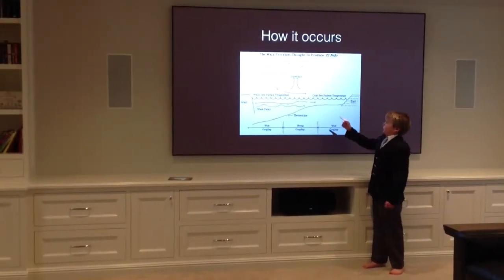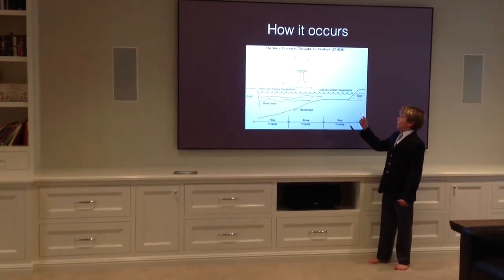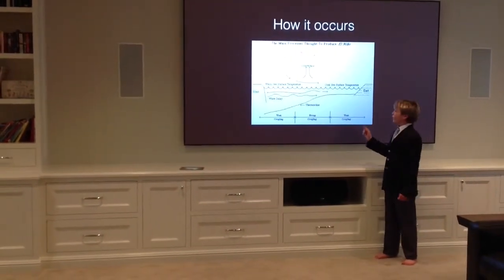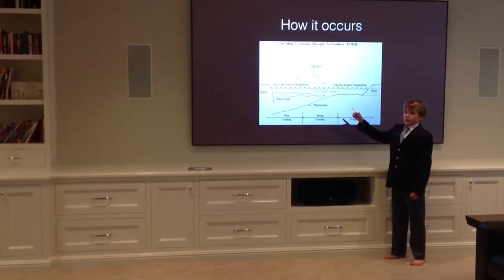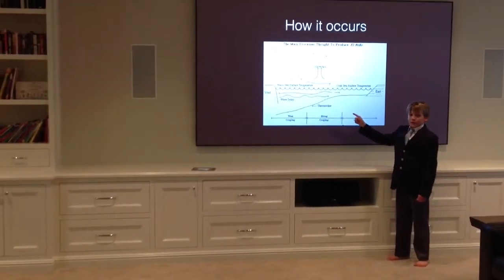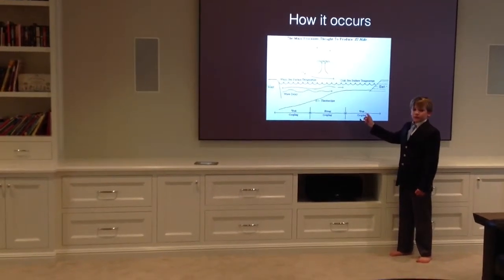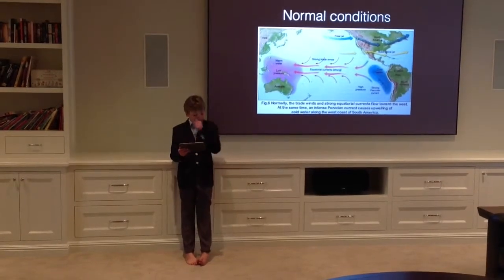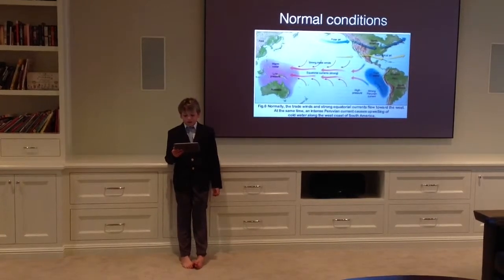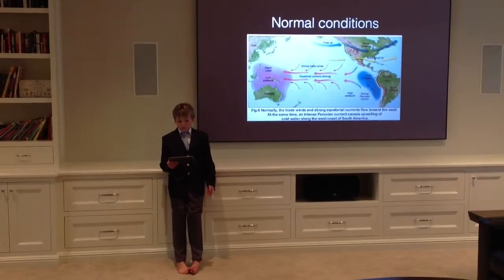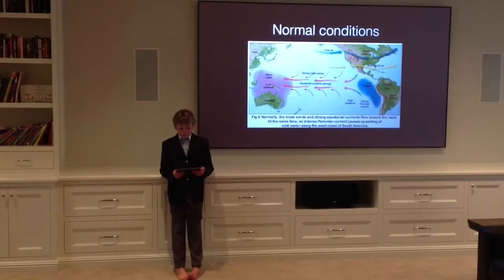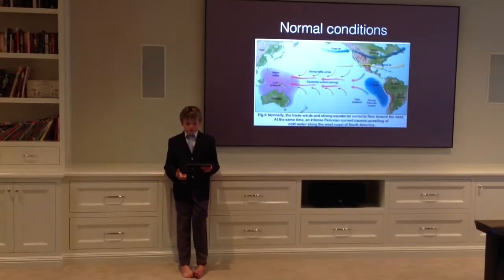So this is the main process thought to produce El Nino. There is an elevation of the thermocline, causing the warm sea surface temperatures that should stay in the west to go over in the east. Normally, the trade winds and strong equatorial currents flow toward the west. At the same time, an intense Peruvian current causes upwelling of cold water along the west coast of South America.